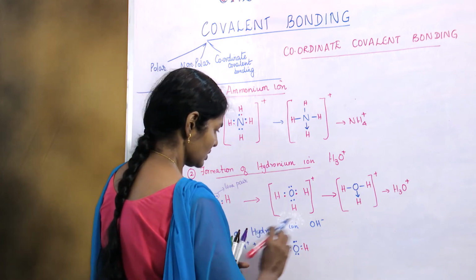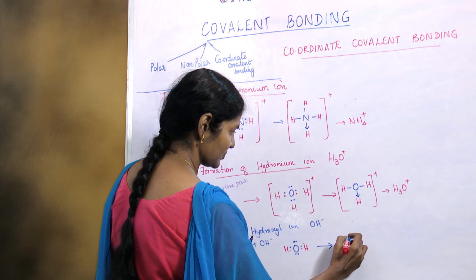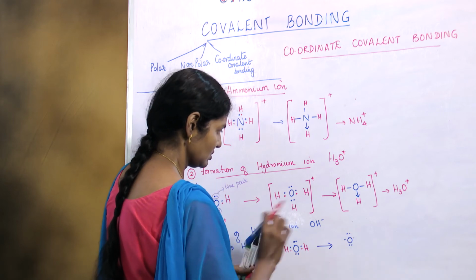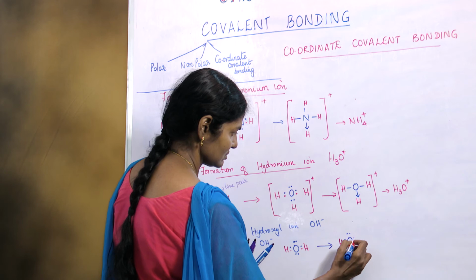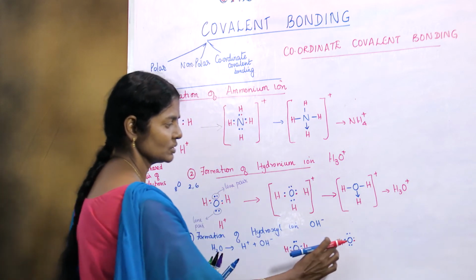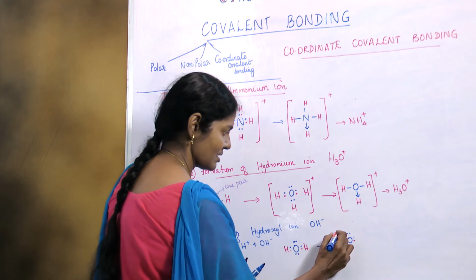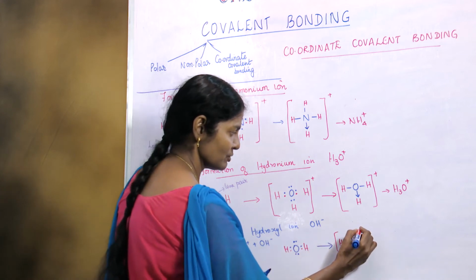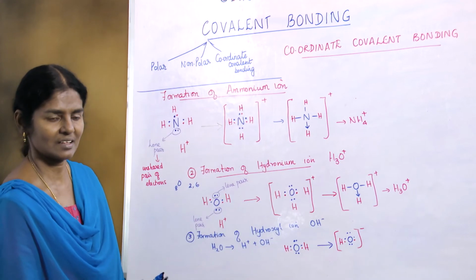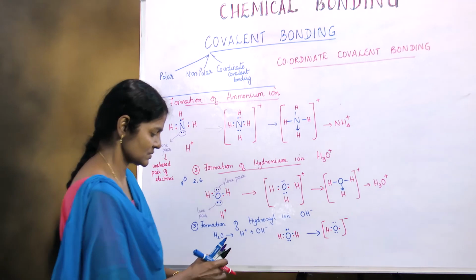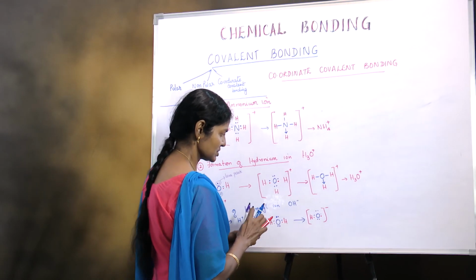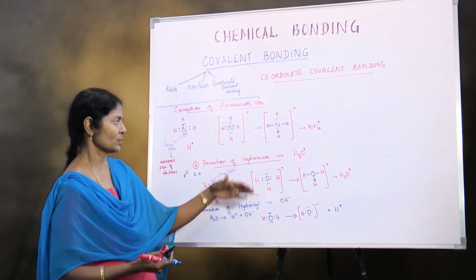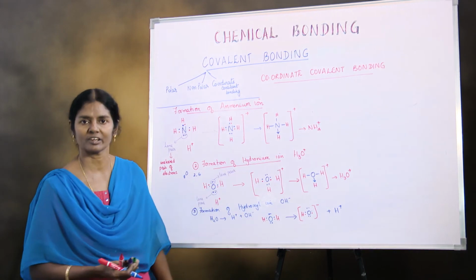So when that hydrogen is removed, oxygen is left with more electrons rather. So the total of 8 are there, but the electron count is 1 electron more, therefore it gets a negative charge. This is how hydroxyl ion is formed, and of course in addition to that we have H plus. These are the ways in which this coordinate covalent bonding is formed.